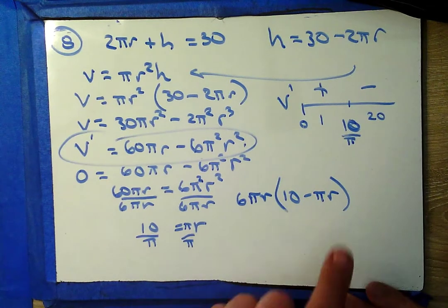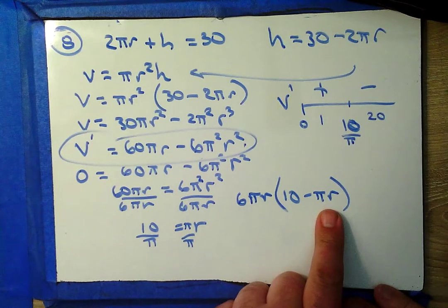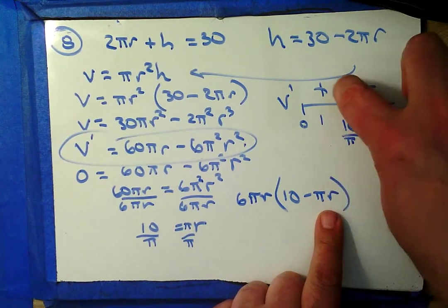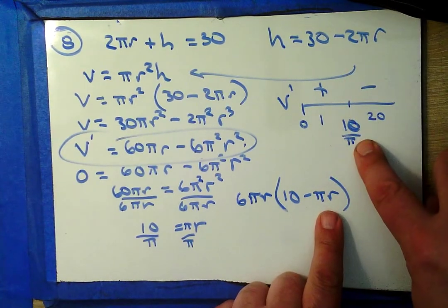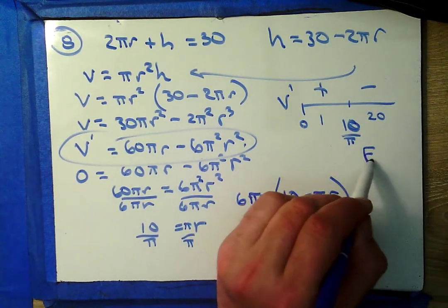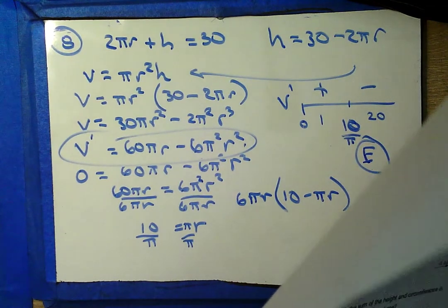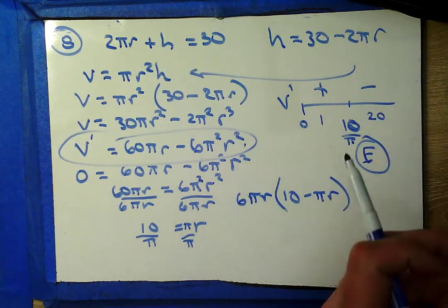Okay, so now when I plug in numbers, 1 still works, 20 still works. Those are great. That's perfect data, but I have a new critical point, and I feel much better about 10 over pi, especially when I see it as my answer E for this multiple choice problem. Okay, let's take a look at problem number 9 now.